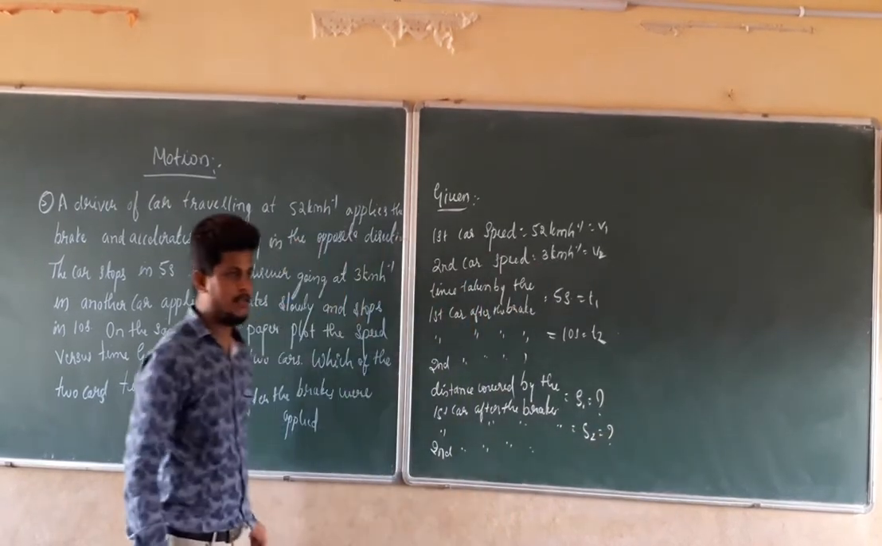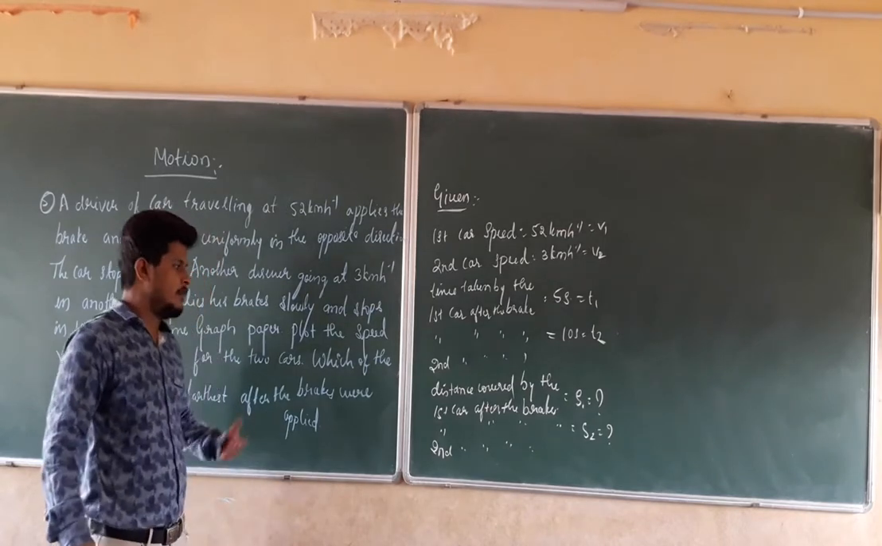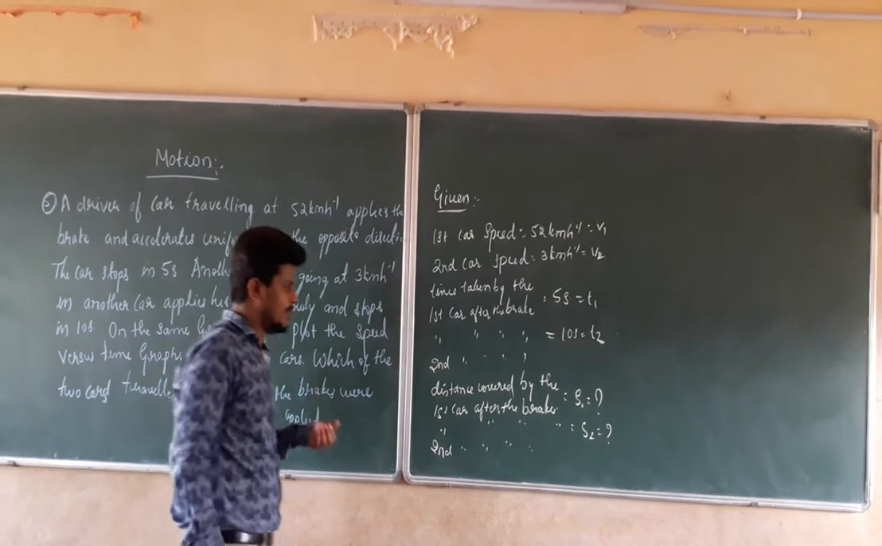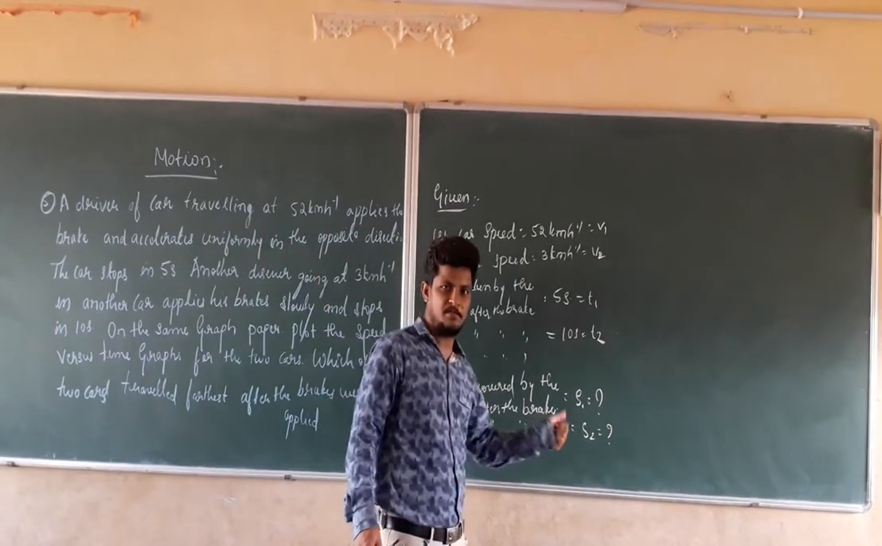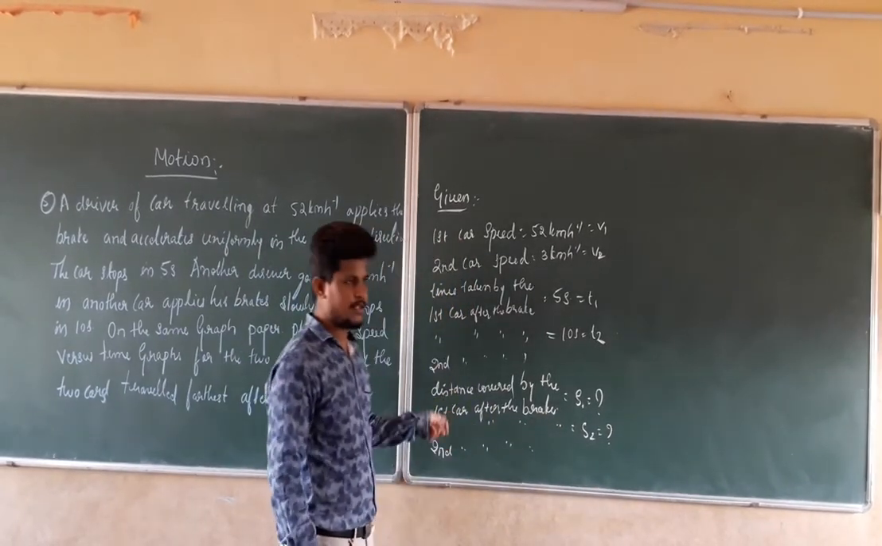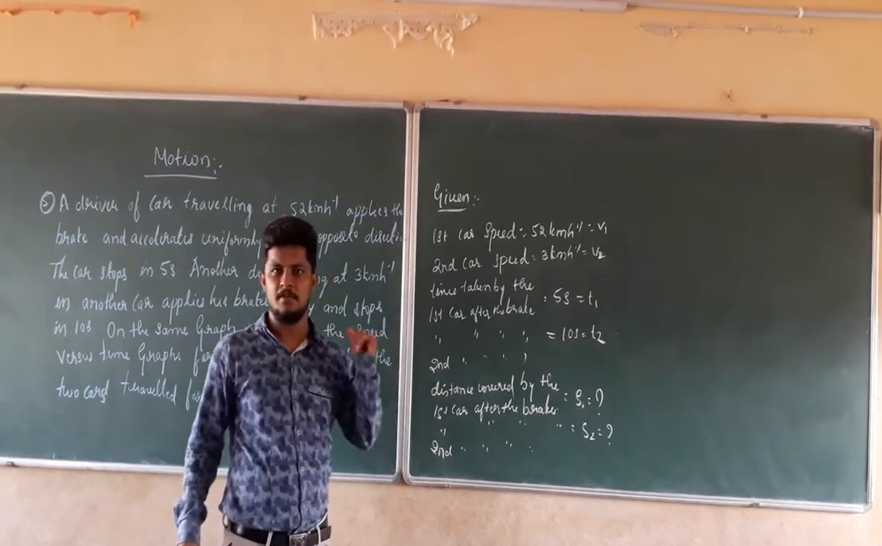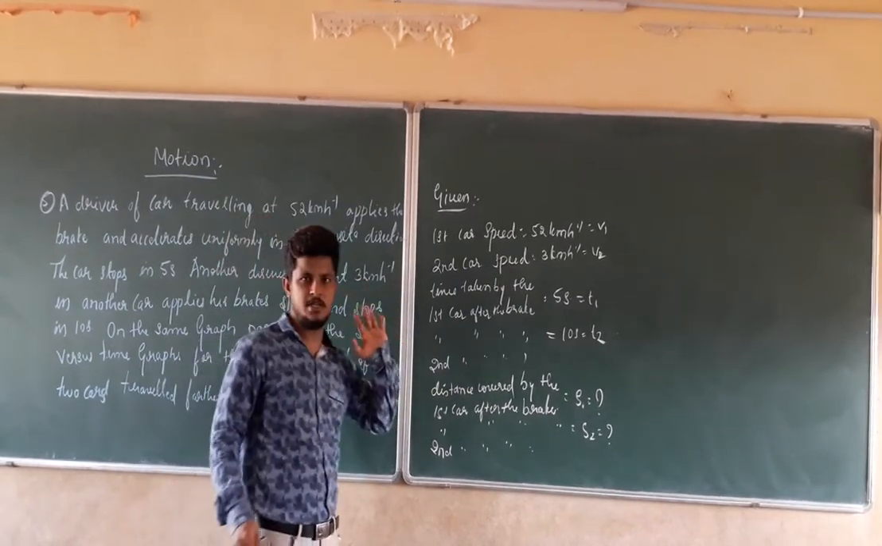Now, by finding S1 and S2, what do we have to check? Which one is higher, S1 or S2? S1 is the distance covered by the first car after the application of the brake, and S2 is the distance covered by the second car after the application of the brake. So we have to calculate both of those.